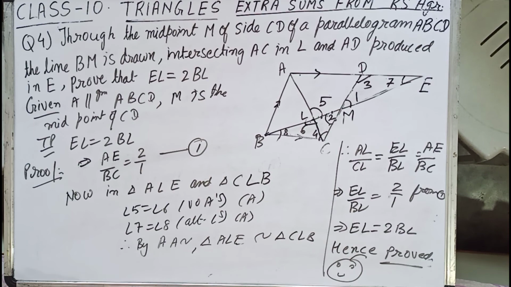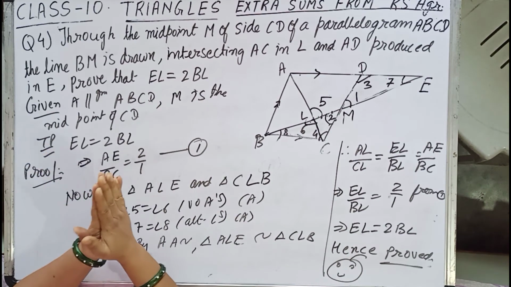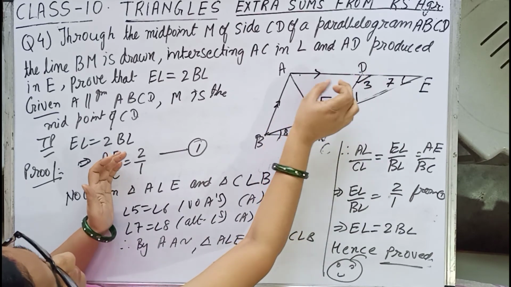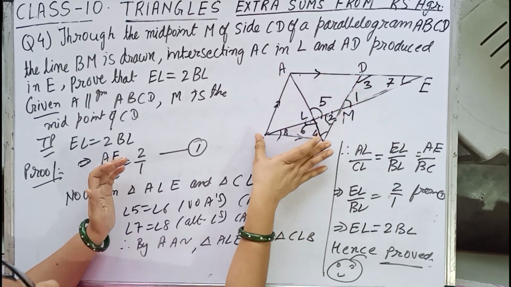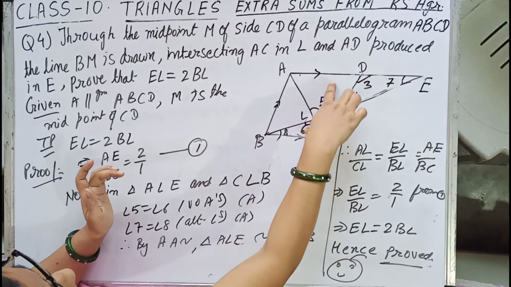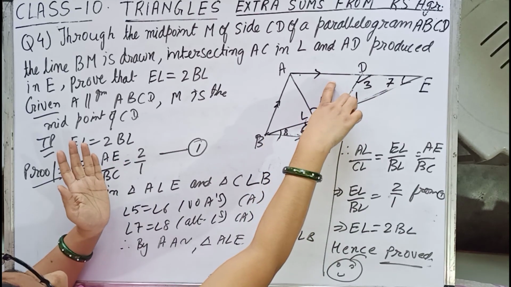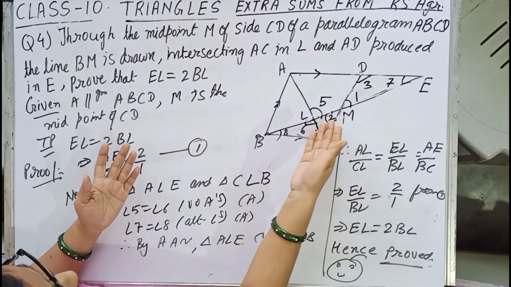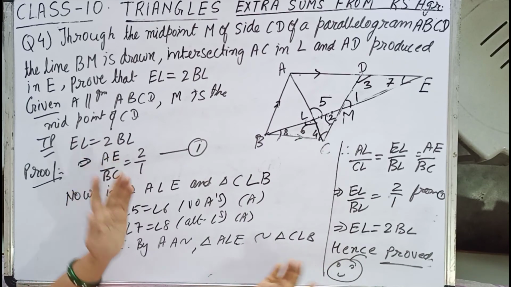So let us move to the next question. In this question again I repeat, prove these two triangles congruent, make this equal to this. Therefore this one is twice of this, AE is twice AD, that is twice BC. Therefore AE by BC is 2 by 1. Now these two triangles are similar by AA similarity. Therefore AE by BC equals EL by BL equals 2 by 1. That has got. So let us move to the next question.